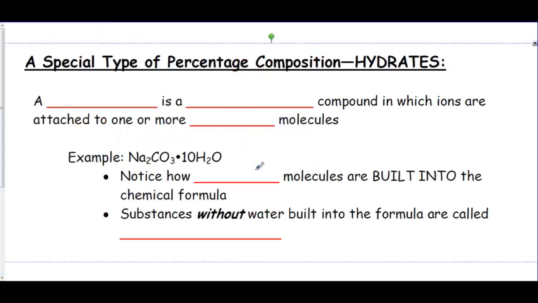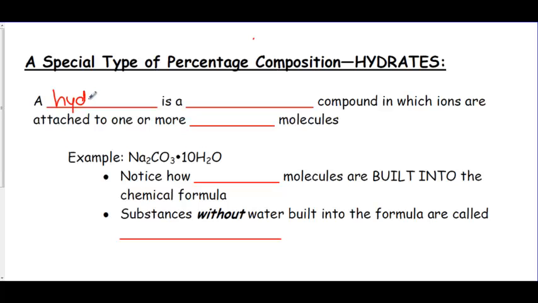Next, okay, so we've seen these before in the last unit. I told you we would delve into it a little more this unit. Okay, so the special type of percentage composition would be for hydrates. Hydrates are crystalline structures. So a hydrate is a crystalline compound in which ions are attached to one or more water molecules. So here's an example.